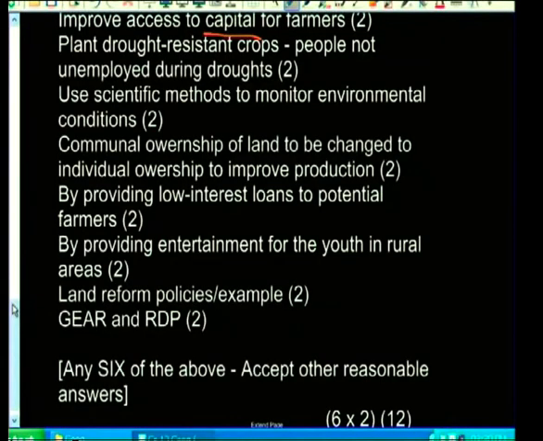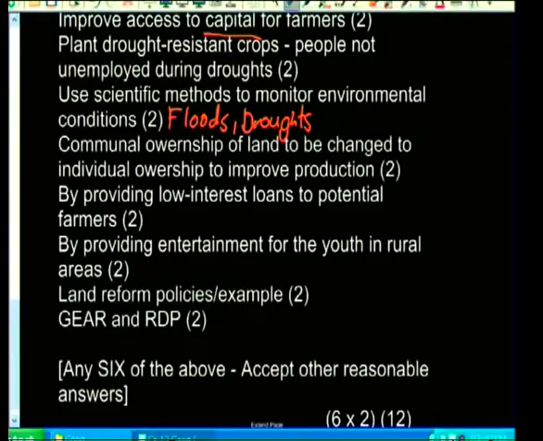Use scientific methods to monitor environmental conditions. The specific environmental conditions I would imagine they are referring to is any type of flooding and any type of droughts. Those two are the most important natural disasters that can affect South Africa, and especially our rural communities.